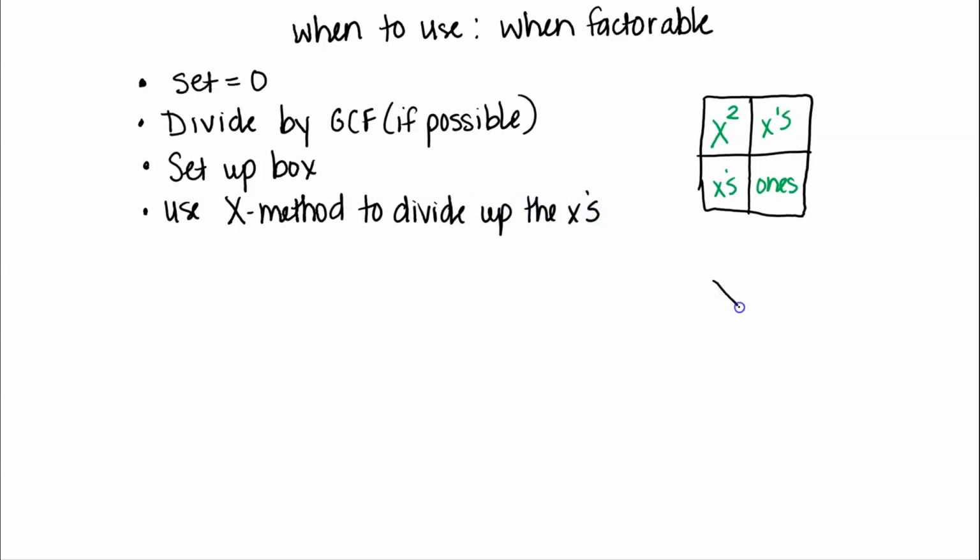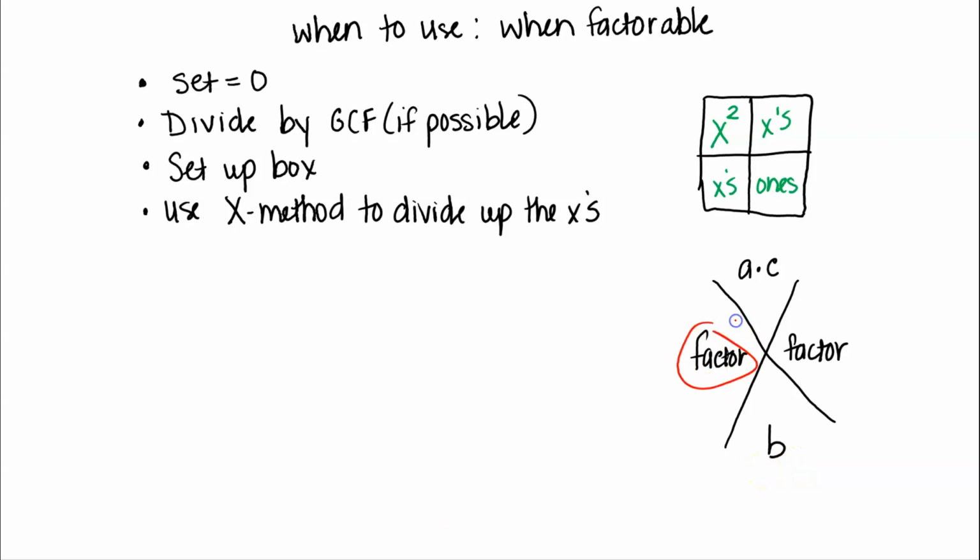And that's where we draw the big X. A times C goes at the top, B goes at the bottom, and then we get 2 factors. Those 2 factors satisfy both the multiplication problem at the top and the sum at the bottom. And we take those and fill in 1 factor in the bottom left, the other factor in the top right.